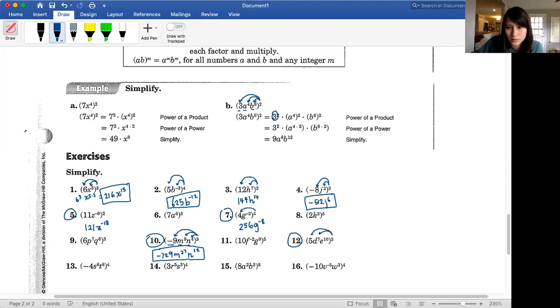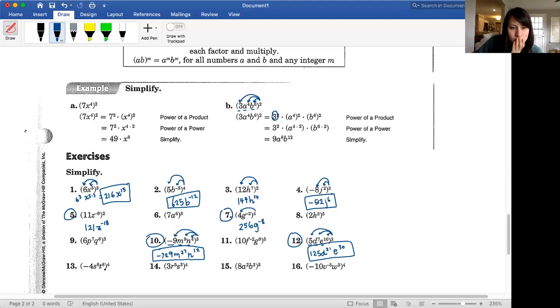So if you want to underline all your terms so you can see these are all separate terms, they're just products, they're just being multiplied. 5 times 5 times 5 is 125. And then I have d to the 7th to the 3rd, so that's d to the 21st power, e to the 30th power. Okay. I'll do like 2 more, okay?